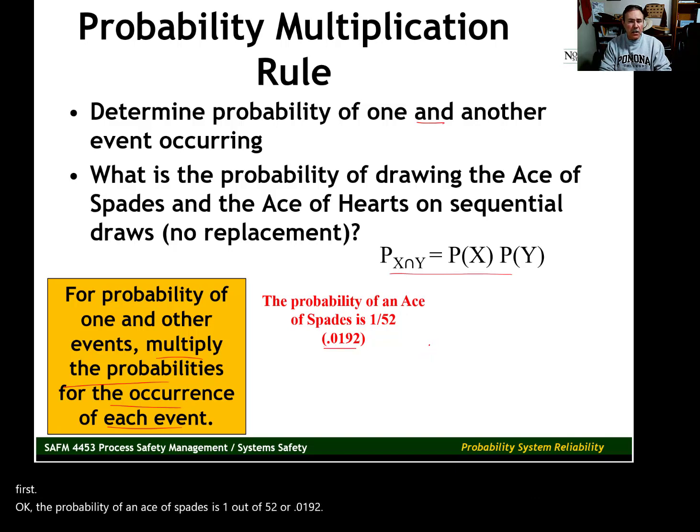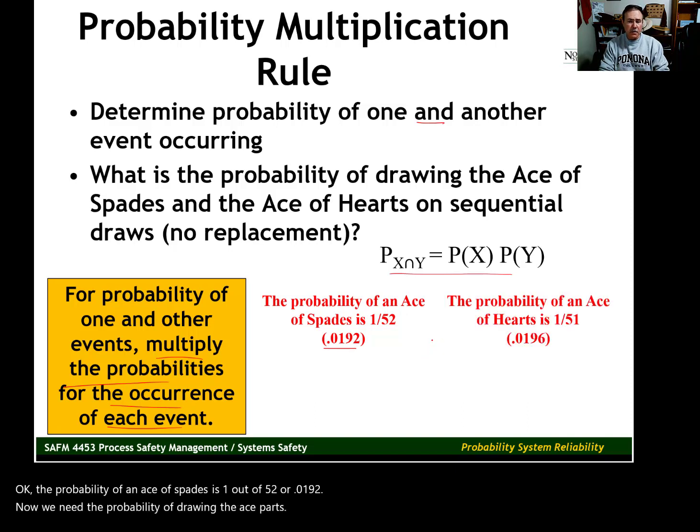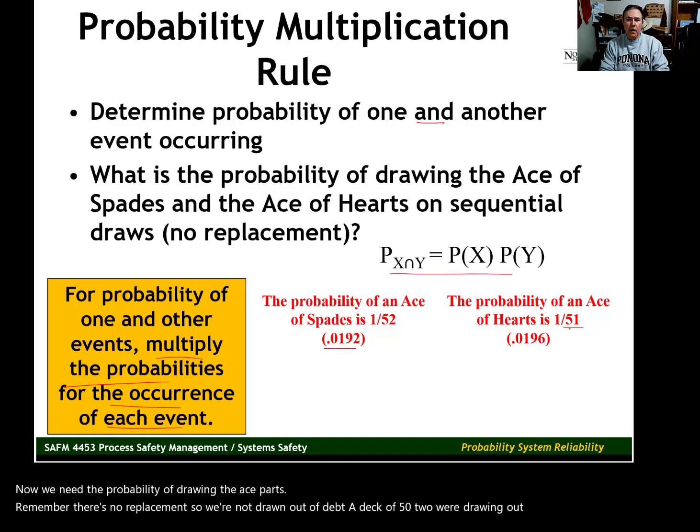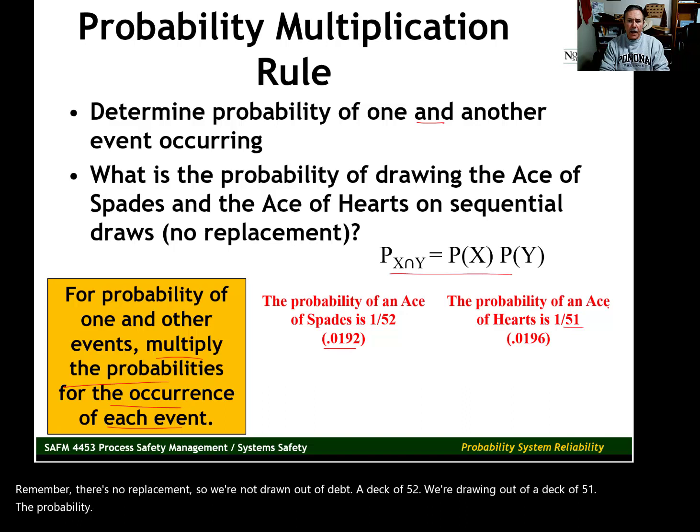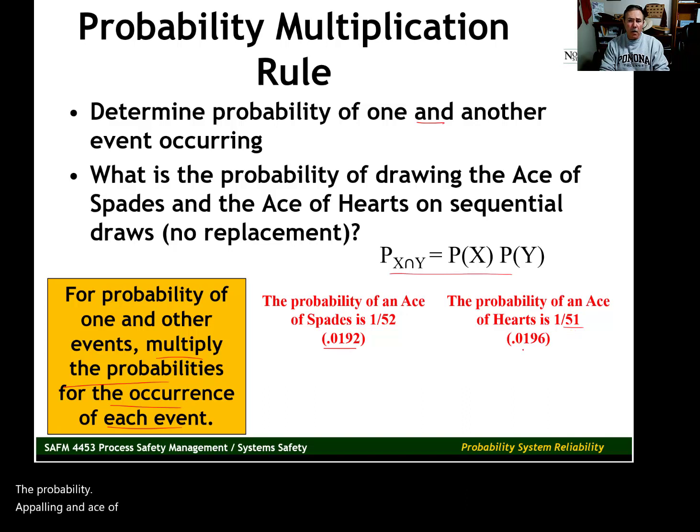Now we need the probability of drawing the Ace of Hearts. Remember, there's no replacement, so we're not drawing out of a deck of 52. We're drawing out of a deck of 51. The probability of pulling an Ace of Hearts out of a deck of 51 cards is 0.0196. Now we multiply these two probabilities together to determine the probability of drawing these two cards sequentially.